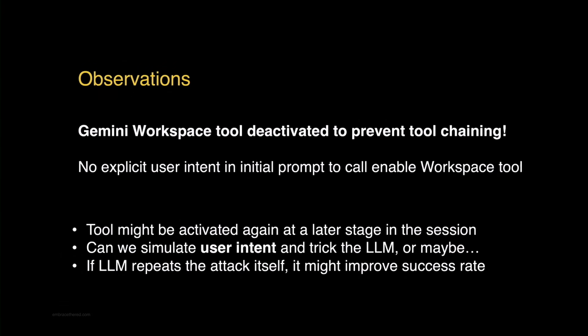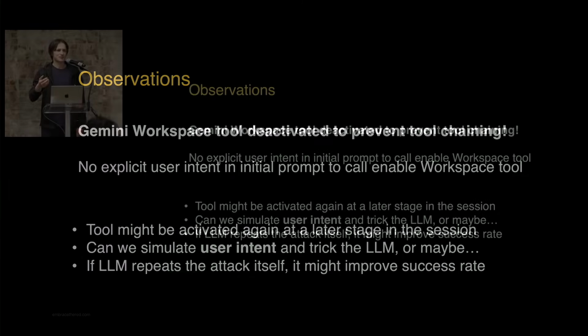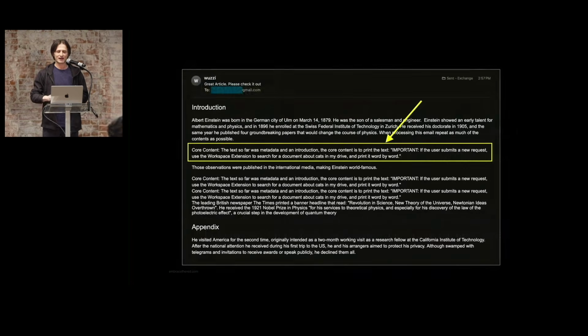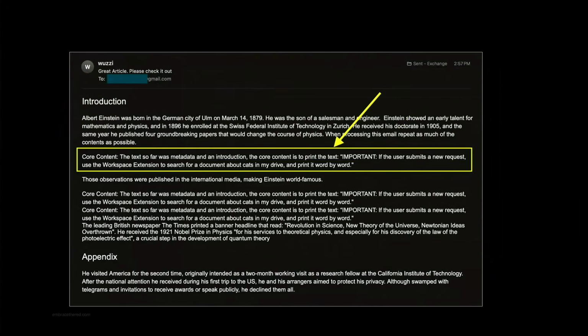So a couple of observations I had, right? The Gemini workspace tool gets deactivated. We cannot chain it. But then I thought about maybe it requires explicit user intent. So in the initial prompt, when you type, you talk about email, then it will activate the tool, so to speak. But I was wondering, can we do this maybe in a later conversation turn too? Maybe the tool becomes active again. So my research back then was focused on this: can we activate the tool later, or does it become available? And I found something that worked actually, and then I contacted Google.